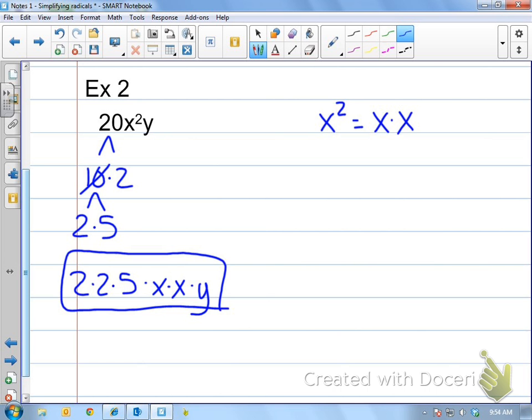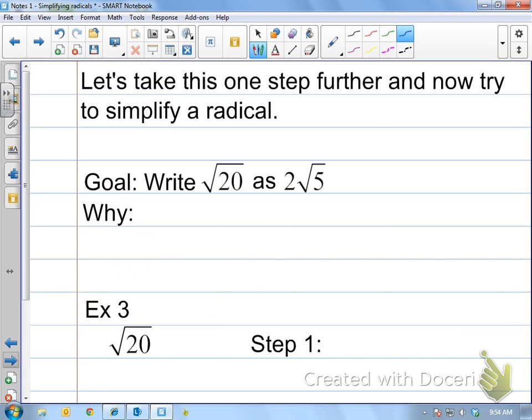So now we've accomplished our goal of prime factorization. We know how to find the prime factorization of a number. We figure out what multiplies into it and keep figuring out factors until we have only prime numbers left. So next, we want to try to simplify a radical.